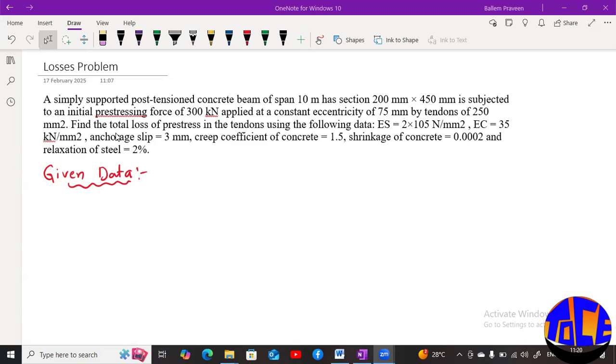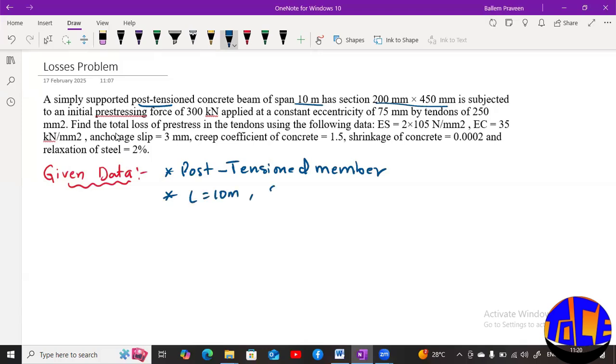Here the type of member is a post-tension member, and he has mentioned the size of it. Span is 10 meters, and it has a cross-section of 200 mm into 450 mm. So L is 10 meters, and the size is 200 mm into 450 mm. This is the breadth and this is the depth.